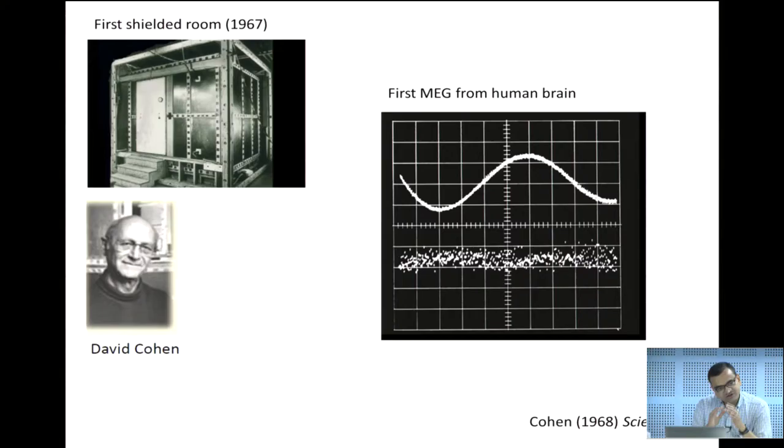A few years back, researchers had shown that the heart generates a magnetic field. So he first checked whether in his shielded room he could record the magnetic signals generated by the heart. And once he could verify and validate that, he went on to record the magnetic responses generated by the brain. That's the first recording, actually published in Science almost 50 years back.